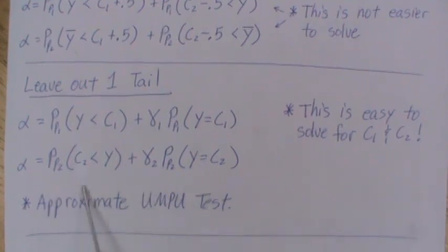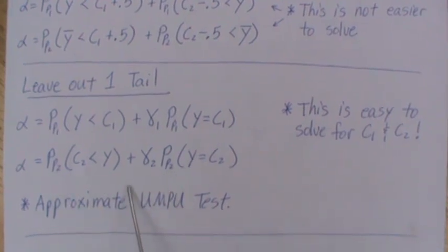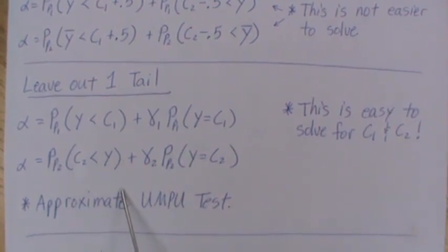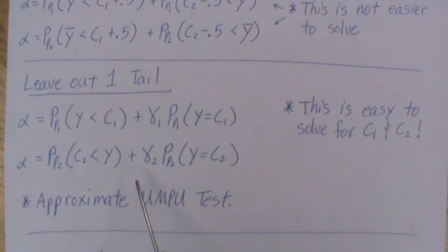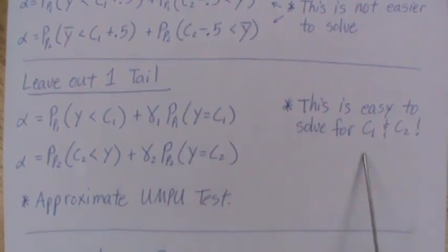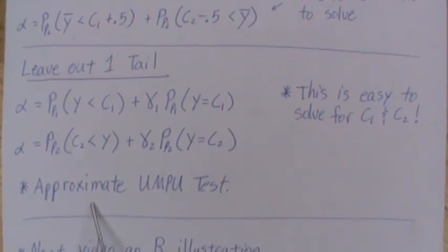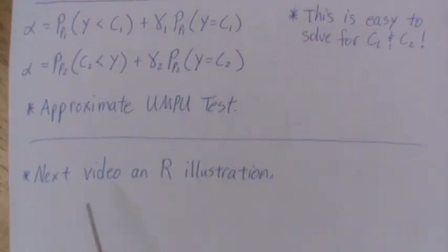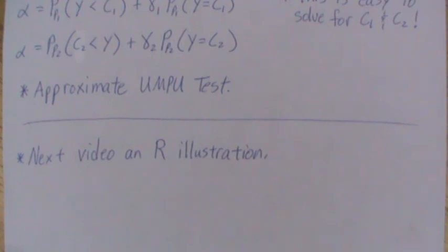And then you do the same thing for gamma 2, assuming that P2 is the true probability. And you can solve for these with a simple calculator and the back of a book that has binomial probabilities. It is so easy to solve for. The computer's not needed. But it's only an approximately UMPU test. And we'll illustrate that in the next video when we do an R illustration of this specific example.